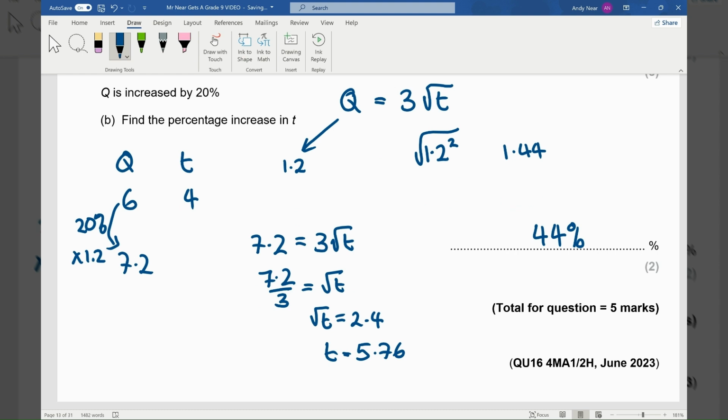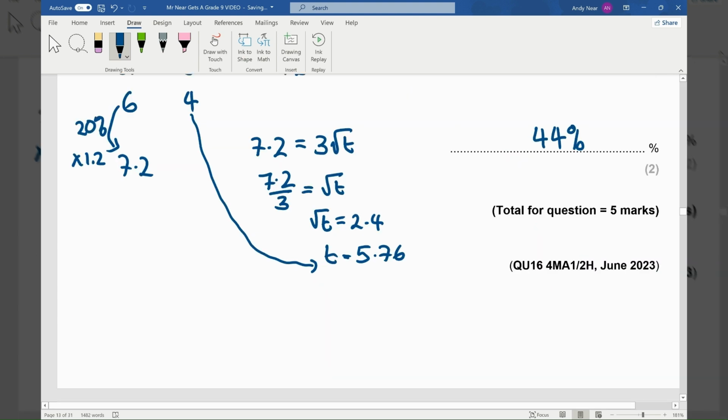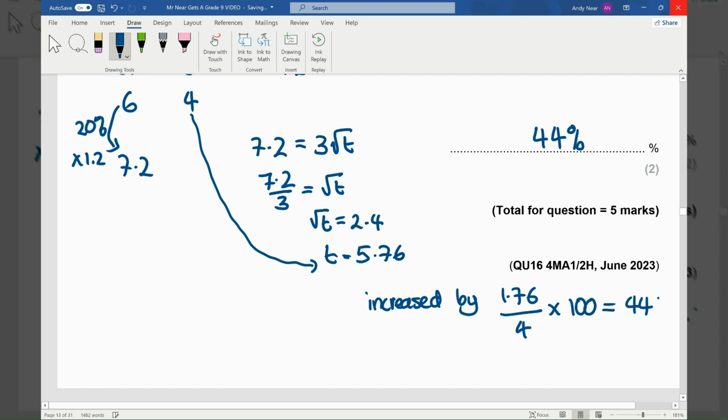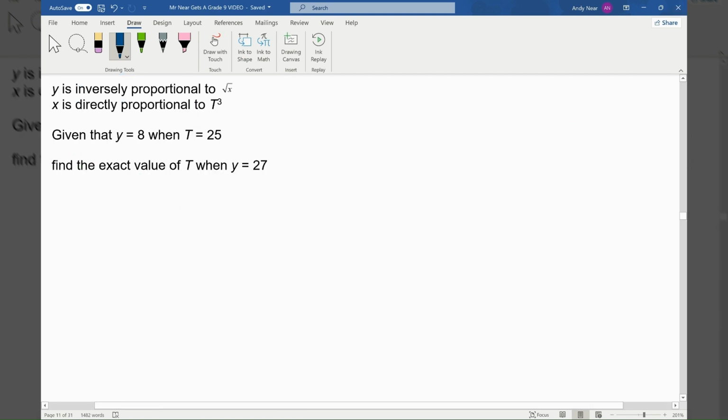So t has gone from 4 up to 5.76. In other words, it has increased by 1.76 from the number 4. To convert that into a percentage, you multiply it by 100, and that gives you 44%. So there are different ways you could tackle that question. A proportional question, but slightly unusually, we have two proportions linked here.